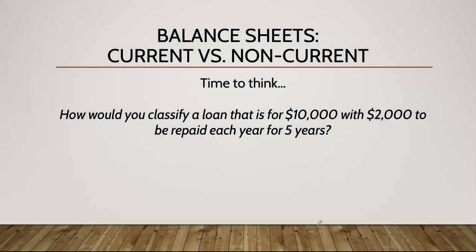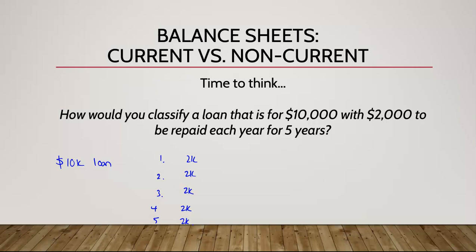So now's the time to think. This is where it might start to get a bit complicated. How would you classify a loan that is for $10,000 but $2,000 is to be repaid each year for 5 years? So you have a $10,000 loan, of which each year $2,000 must be repaid. So how am I going to, in my balance sheet, now that I know that it needs to be categorized with current and non-current, how will I do that? Have a think.